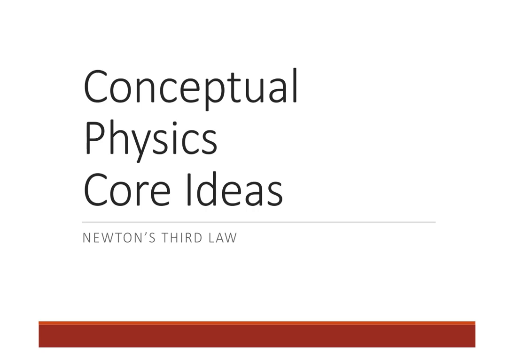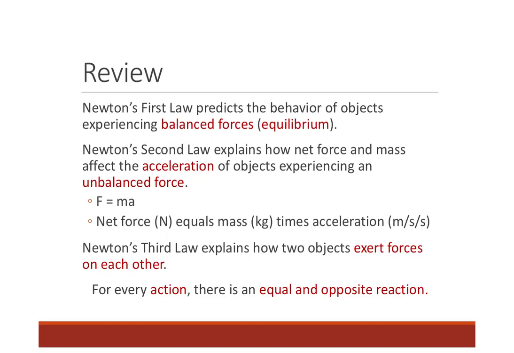In this video, I want to talk about the final of Newton's 3 laws of motion. Remember that Newton's first law, which is all about inertia, predicts the behavior of objects that are experiencing balanced forces, which is something we call equilibrium. And Newton's second law explains how net force and mass work together to affect the acceleration of objects that are experiencing an unbalanced force. And we have this very useful equation where the net force equals the mass of the object times the acceleration experienced.